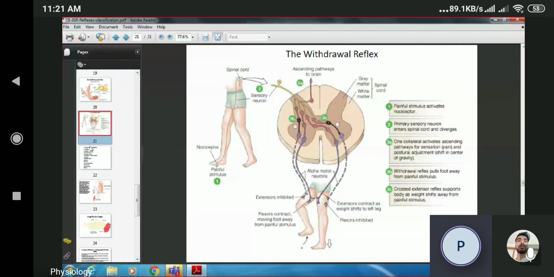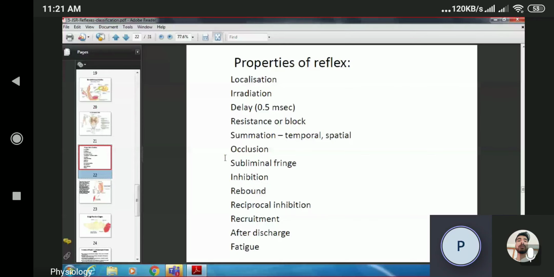Now let's talk about the properties of reflex. Localization is one property, another is irradiation, delay, a 0.5 millisecond delay is there, resistance of lock, summation is there, temporal and spatial summation, both of them are there. Occlusion is there. Another character is subliminal fringe. Another is inhibition, rebound phenomenon. Another is reciprocal inhibition, recruitment, after discharge, and fatigue. Okay, these are the properties of reflex.